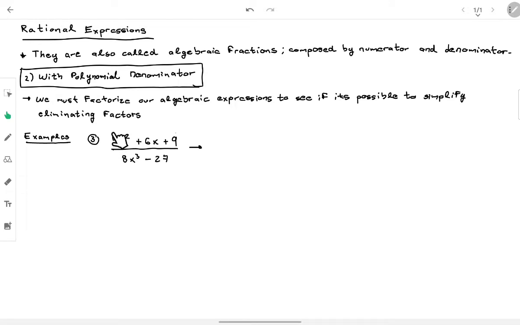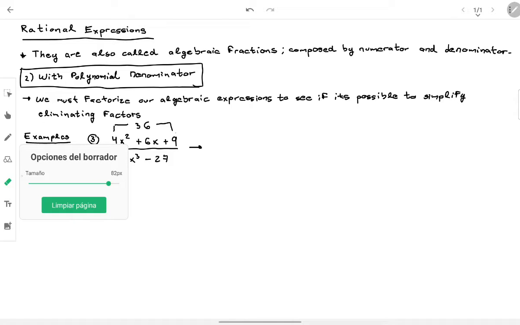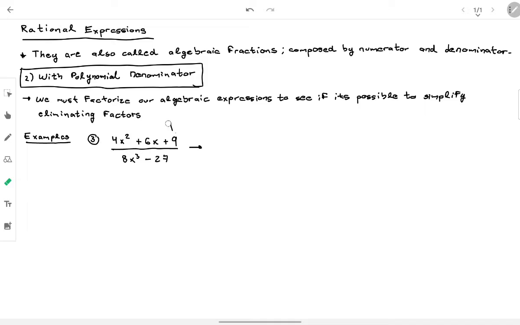Maybe we can think that it's an ax squared plus bx plus c trinomial, but we need to look for two numbers that, when added, give 6, both positive, and when multiplied, give 36. It's impossible to have two positive numbers that give 6 when added and 36 when multiplied. So the numerator is not factorizable, so we can leave it like the original one, because it's impossible to factorize it.